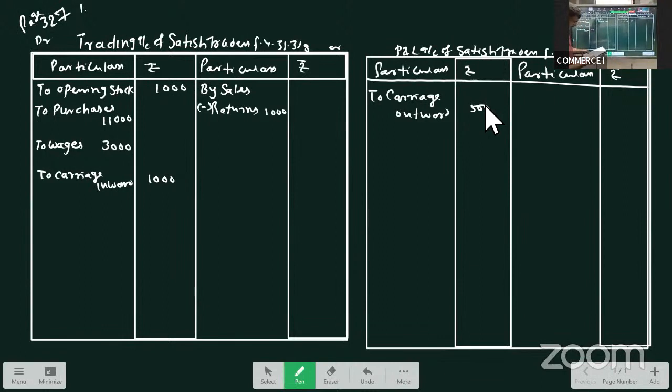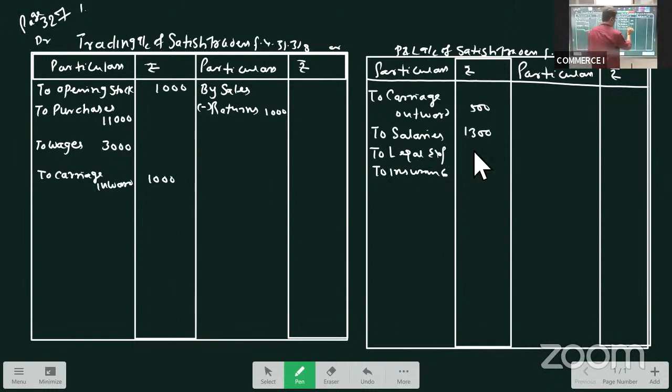Salaries. Salary is a P&L item. I am taking it on the debit side. There is no adjustment on that. I am taking it in the outer column. Salaries is an office expense, let us say. Then legal expenses. Again, this is also a P&L item. Then insurance is given. Even insurance is an office expense, P&L item. So salary is 1,300, legal expenses 600, insurance 800.